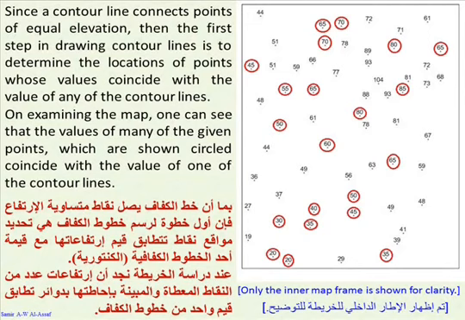Since a contour line connects points of equal elevation, the first step in drawing contour lines is to determine the locations of points whose values coincide with the value of any of the contour lines. On examining the map, one can see that the values of many of the given points, which are shown circled, coincide with the value of one of the contour lines.